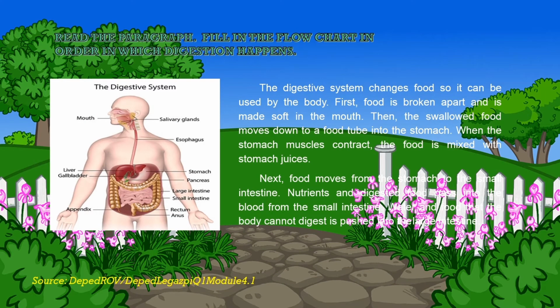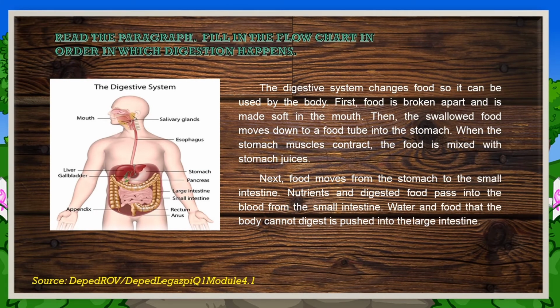Here is another activity. Read a paragraph, fill in the flowchart in the order in which digestion happens. The digestive system changes food so it can be used by the body. First, food is broken apart and is made soft in the mouth. Then, the swallowed food moves down a food tube into the stomach. When the stomach muscles contract, the food is mixed with stomach juices.